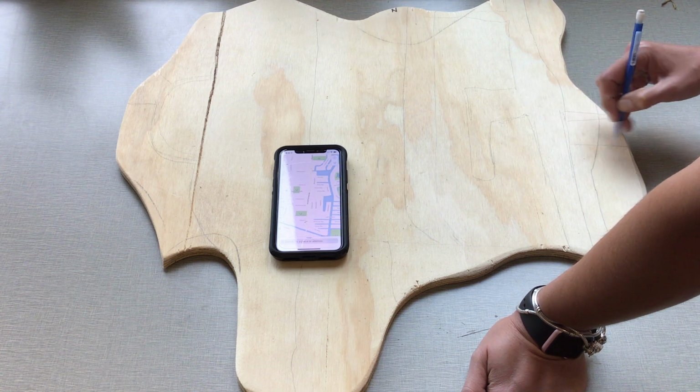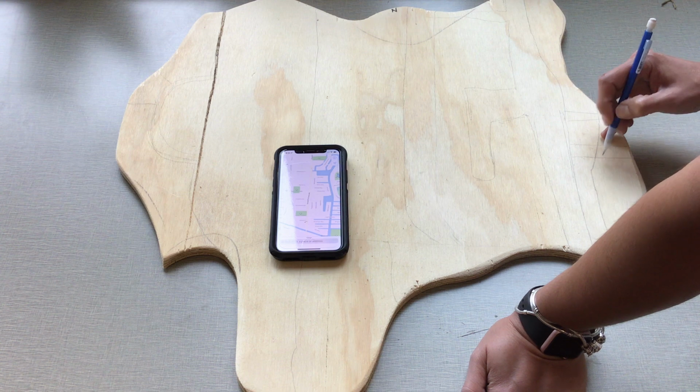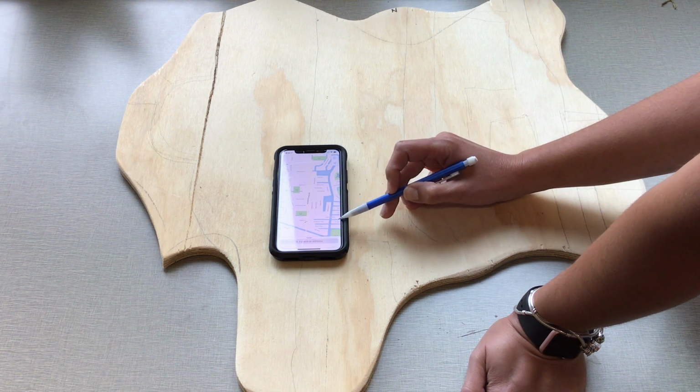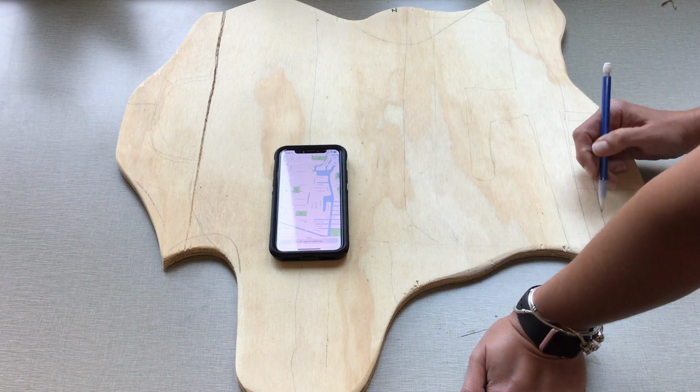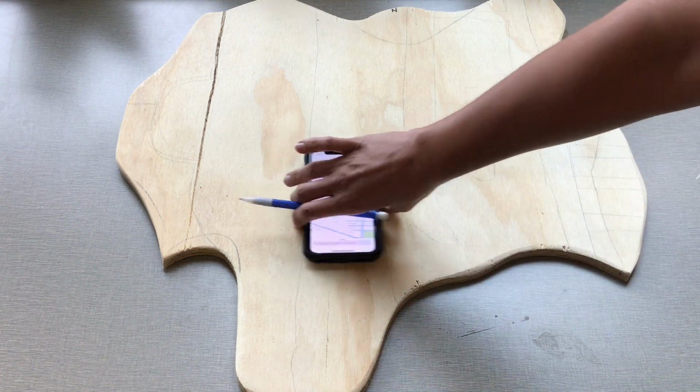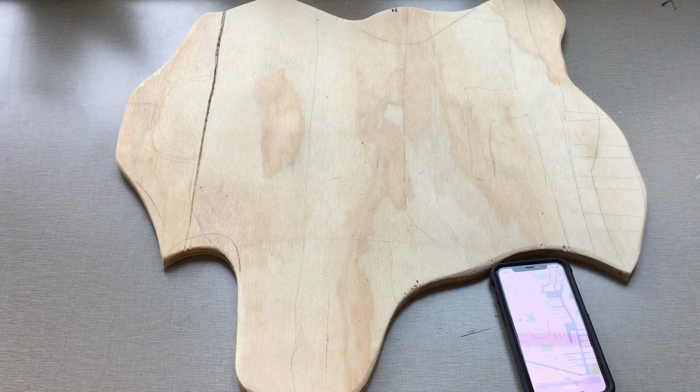1, 2, 3, 4, 5, 6, 7. I could probably put 4 of them. Is it perfect? No. Does it have to be? No. And that's okay. This is your interpretation of your map. So this is my interpretation of my lines, of my aerial.